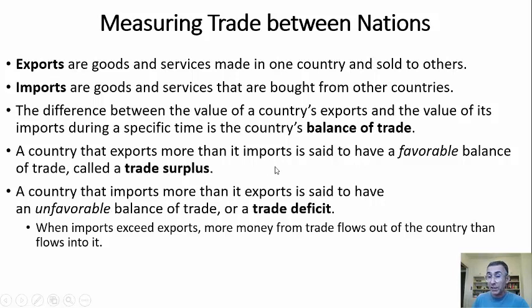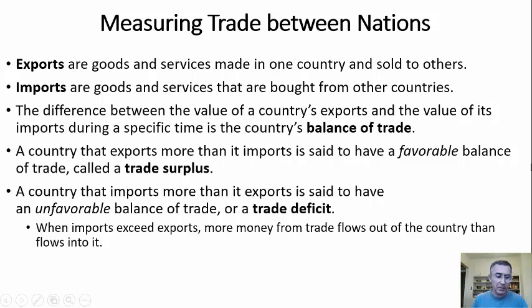If you have a positive balance of trade, you have a trade surplus. Some people call it a favorable balance of trade or a positive balance of trade. That means you export more stuff than you import, which is what our current administration is really pursuing, by the way. So that sounds great on paper, it's fantastic, but we'll talk about the unintended consequences of that.